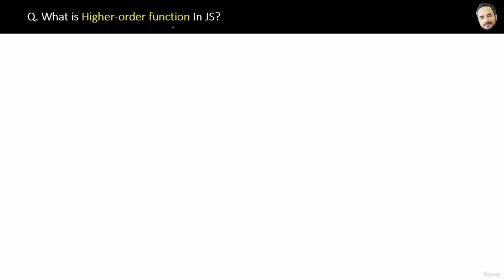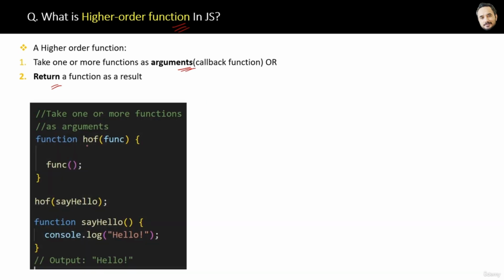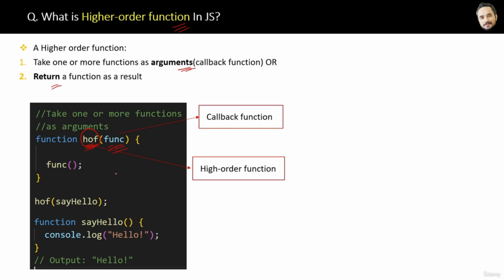What is a higher order function in JavaScript? All right, we already know the callback functions. Now we call a function a higher order function if two things: if it takes one or more functions as arguments, or it returns a function as a result. Let's focus on the first case. See, we have one function HOF which is accepting func as a parameter. So basically a callback function as the parameter. So a function which accepts one or more callback functions is a higher order function. This is the first type and I hope you already know that.